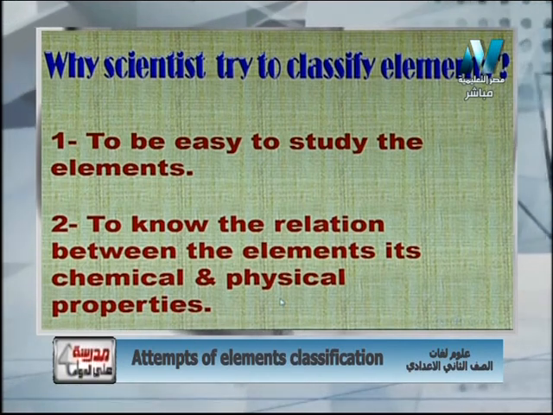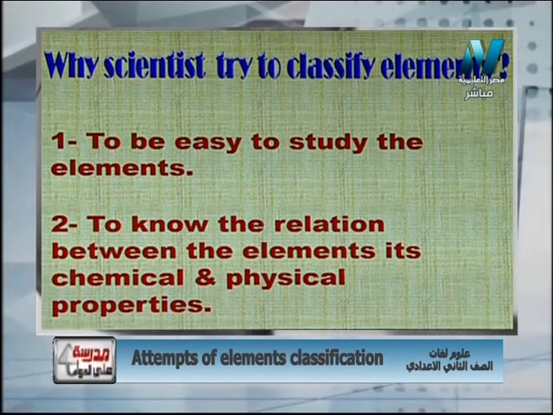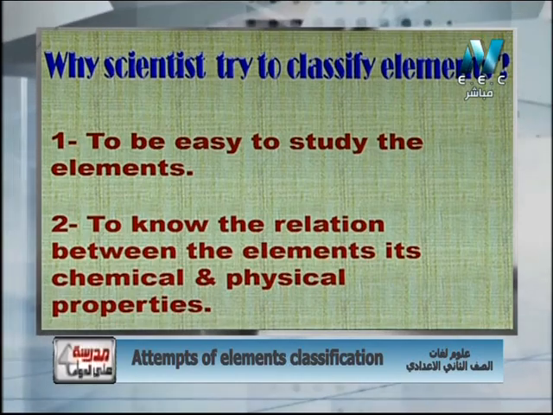Now we are going to classify, for these two reasons. How many classifications are we going to study? There are 3 tables we are going to study.